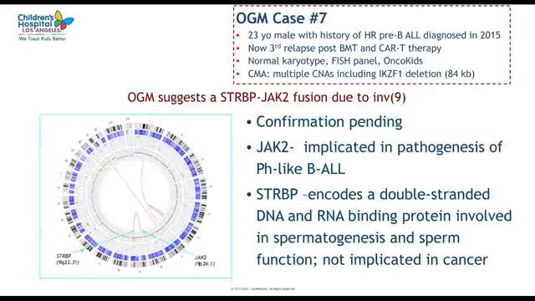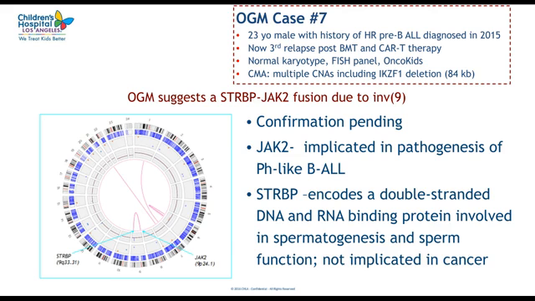And then the second case where optical genome mapping detected a novel candidate fusion was another high-risk patient with a very aggressive clinical course who was referred to CHLA after relapse for CAR-T therapy. In this case, optical genome mapping detected multiple structural variants that were missed by karyotyping, including an inversion on chromosome 9 with the STRBP gene and the JAK2 gene at the breakpoints.